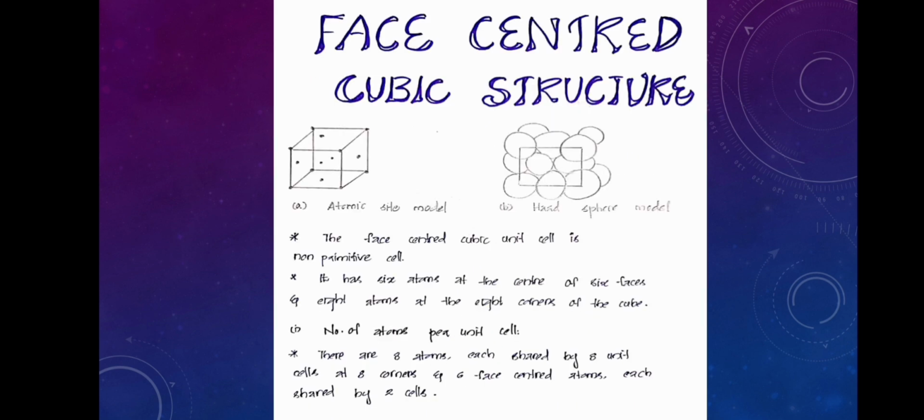Next, let's see what the face-centered cubic structure is. Here also the atomic site model and hard sphere model structures are given, and the face-centered cubic structure is a non-primitive cell. It has 6 atoms at the center of the 6 faces and 8 atoms at the 8 corners of the cube. To find the total number of atoms, the equation is 1 by 8 into 8 plus 1 by 2 into 6, which is equal to 1 plus 3 equal to 4.